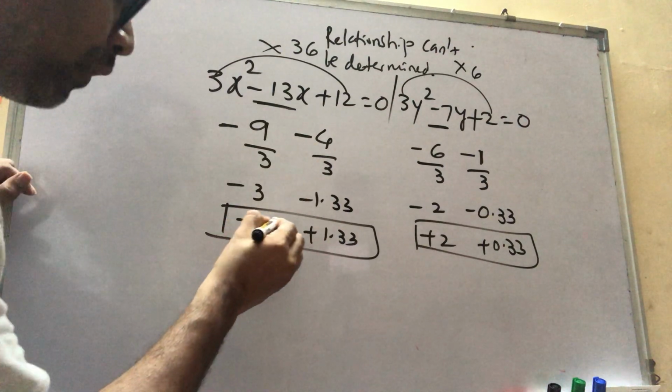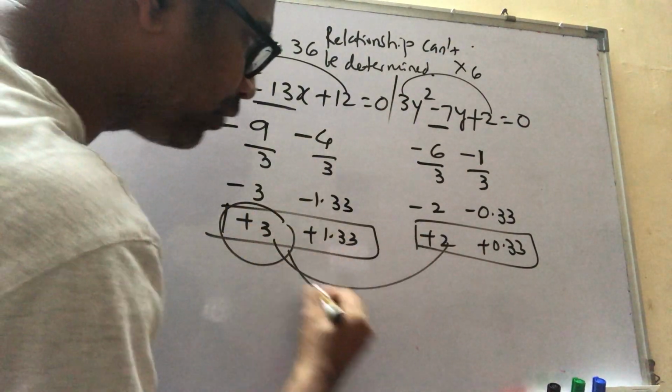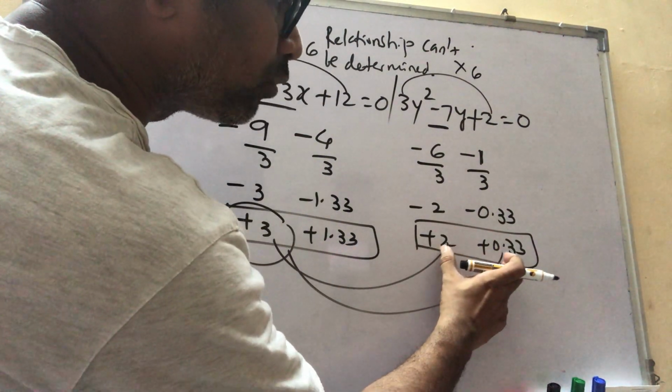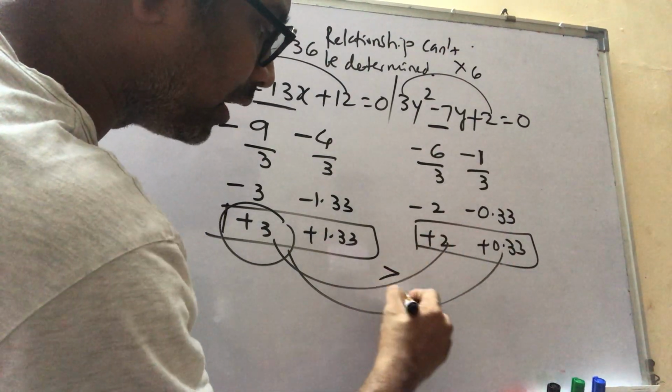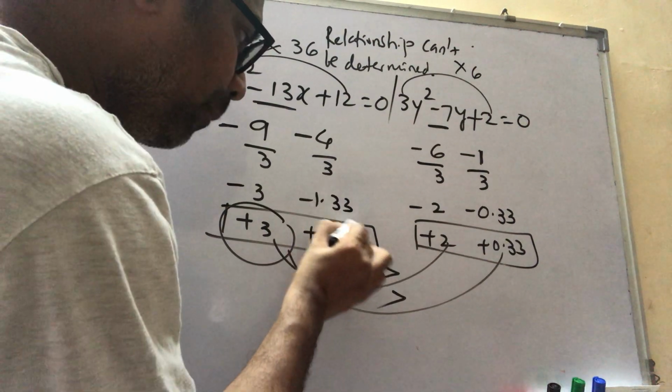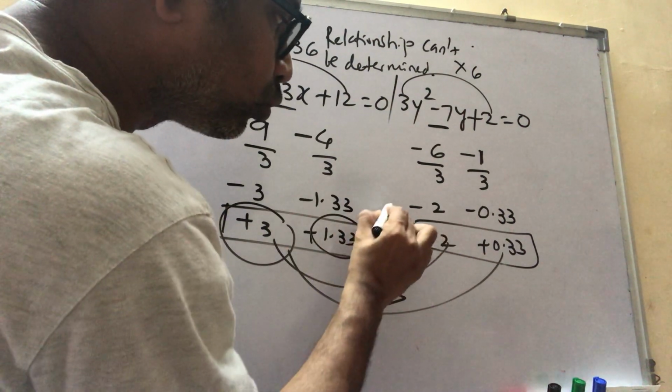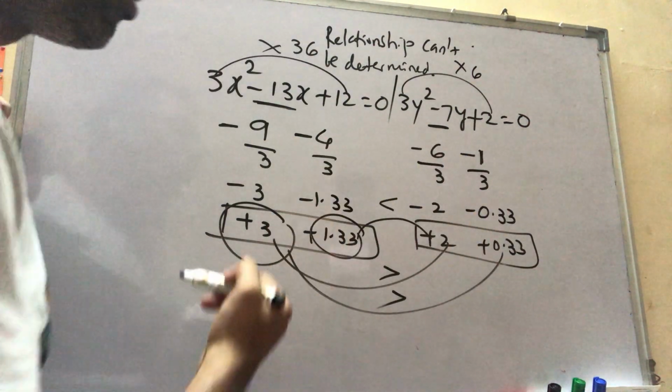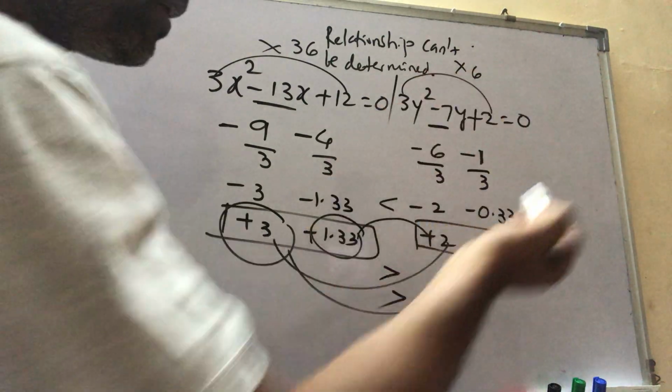When you compare plus 3 with these two numbers, here we have both factors of y as plus. So obviously plus 3 is greater than plus 2 as well as 0.33. But when you compare 1.33 with plus 2, obviously plus 2 is greater than 1.33. So do not compare the next number.